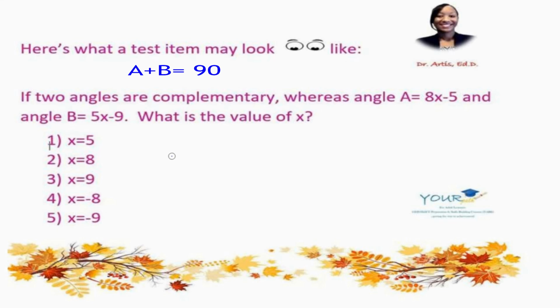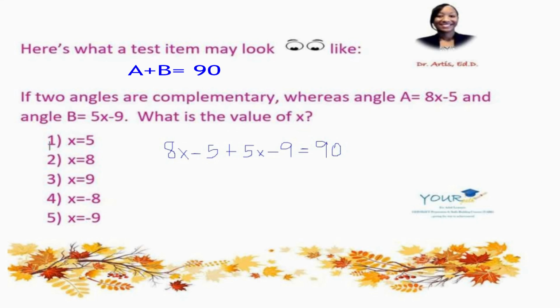So we know that the value of A is 8x minus 5. And now we're going to add B. And we know that the value for B is 5x minus 9. And we know that all of this equals to 90. So now here we have our equation, and now we're able to solve for the value of x, which is our question. What is the value of x?